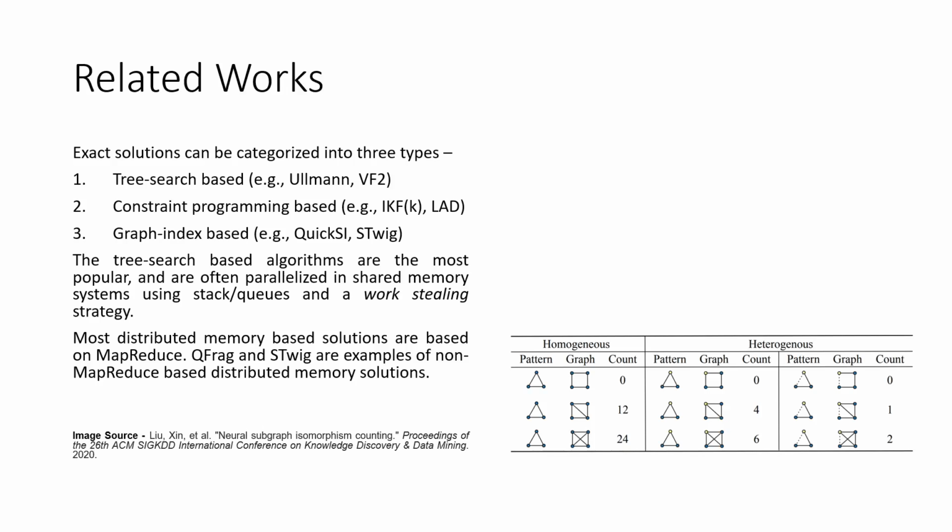Most of the distributed memory solutions use MapReduce, but there are non-MapReduce based solutions as well, for example, QFrag and S2. Using MapReduce gives you the problem of scalability, but not using MapReduce, for example, QFrag and S2, they also have their own set of issues. So this is a very high level overview of the solutions that are available in literature.